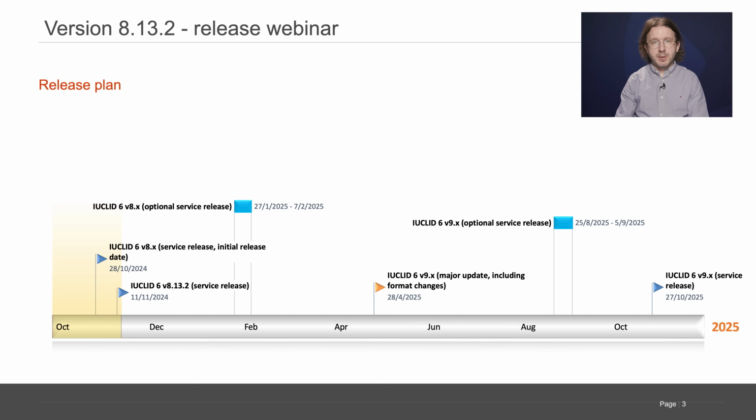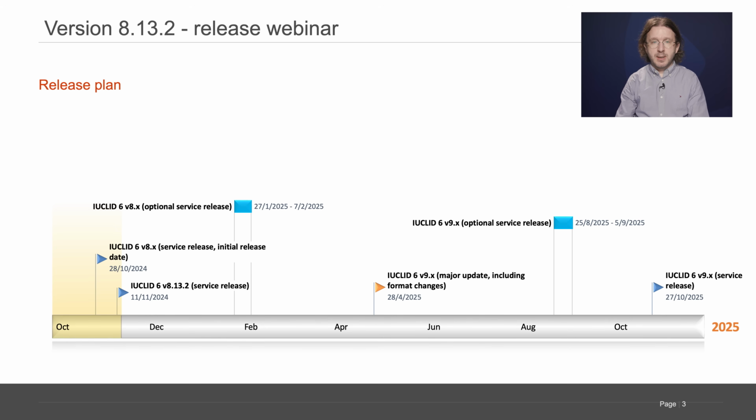I will start with a recap on the release plan. As you can see here, we are at the end of 2024, and we had scheduled the service release at the end of October. Due to issues identified during the last testing cycle for this release, we decided to postpone the release for a couple of weeks, and this release version 8.13.2 was published on the Euclid website on the 11th of November 2024.